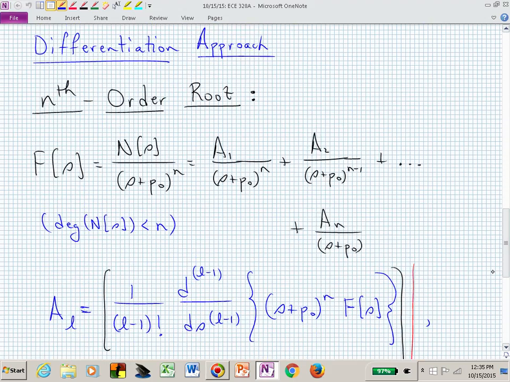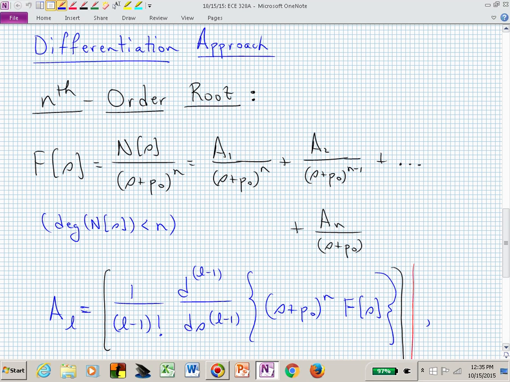And here it is. It's a nice, clean formula. Maybe not. But suppose that we have an nth order root. So we have poles at s equal minus p naught, and that's now repeated n times. n could be 10. On the exam, it'll probably be 15. Just saying. Teasing, teasing. Little n probably won't be more than 4.